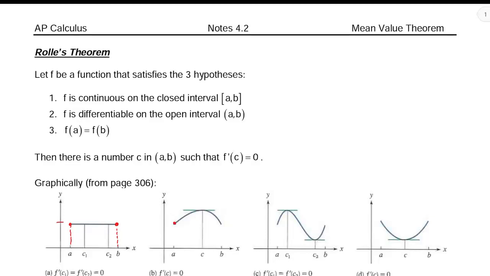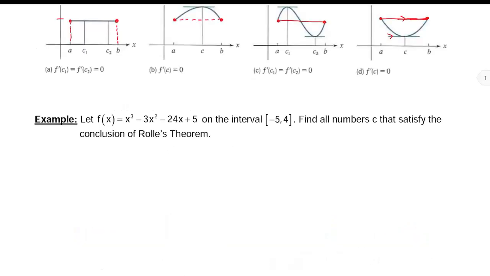Here in the second drawing is another example where f of a equals f of b, and we have slope of the tangent line would be 0. The third picture, here is the secant line connecting f of a and f of b, and in the last picture, here is the secant line connecting f of a and f of b, and it's horizontal, in all of these pictures. One thing that we can see already is that the secant line is parallel to that tangent line where we've located c. Let's apply Rolle's theorem.